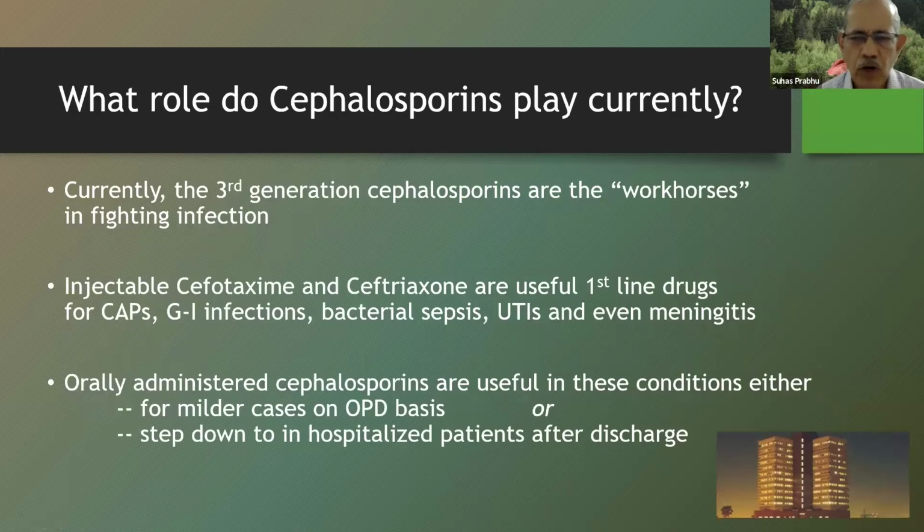So let's summarize now what we have learned from 6 cases and the initial theory. What role do cephalosporins play currently? Currently, the third generation cephalosporins are the workhorses for fighting infection. I think you know that whenever a patient gets admitted, generally speaking, he gets a third generation cephalosporin. This might be cefotaxime or ceftriaxone. They are very useful first line drugs for community acquired pneumonia. I'm talking about admitted patient. GI infections, say a typhoid fever or a gut infection, a peritonitis, bacterial sepsis, urinary tract infection, and even meningitis in children.